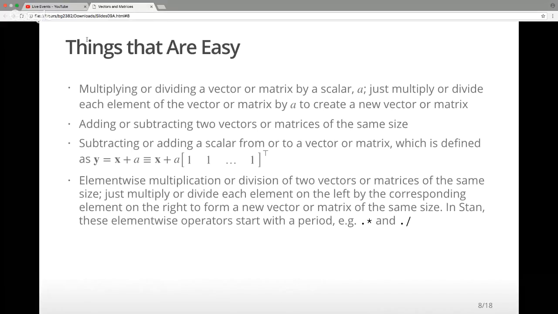Are there any questions about these more simple operations with vectors and matrices in R or Stan? Still no? Okay.